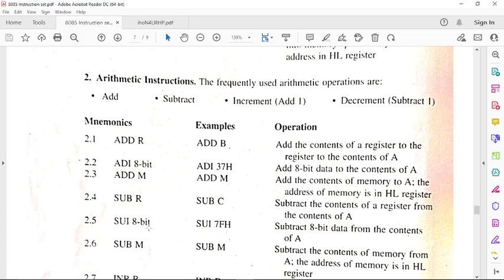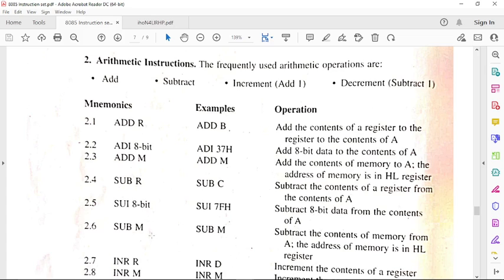SUI 8-bit. SU means subtract, I means immediate data, which is 8-bit data. So SUI 7FH. Subtract 8-bit data from the content of the accumulator. SUB M. Subtract the content of the memory from A. So obviously the address of the memory is in the HL register.